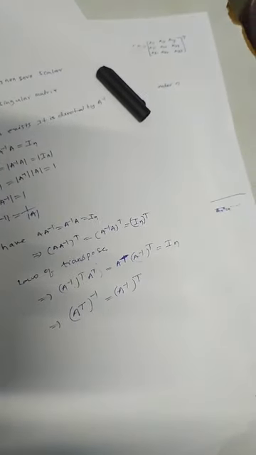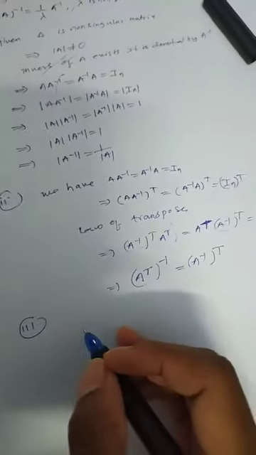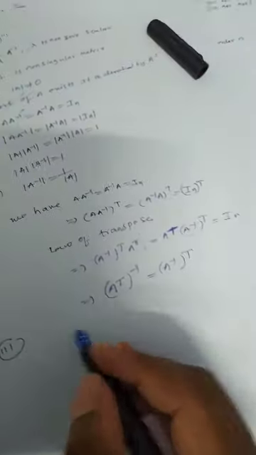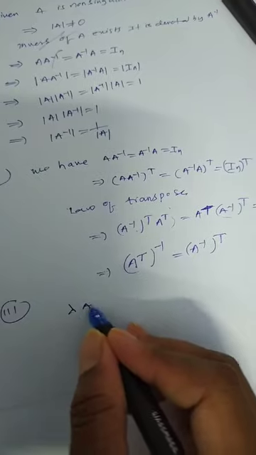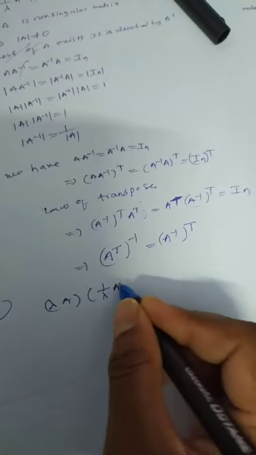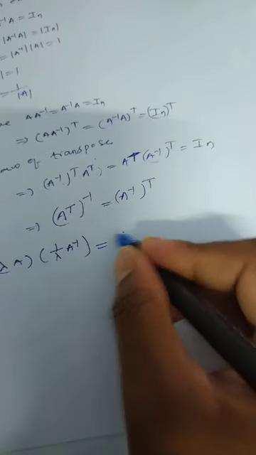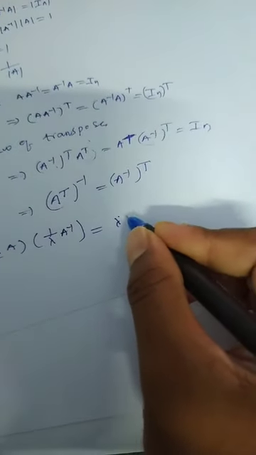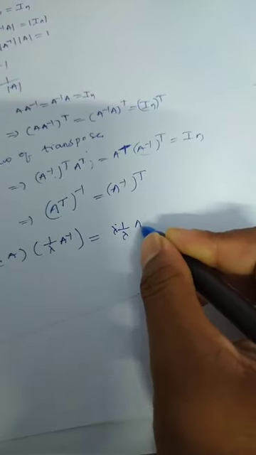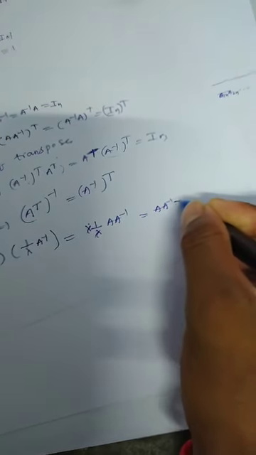Next, the third one. Let me prove the third one. To prove this third one, I am multiplying lambda A into 1 by lambda into A inverse. What you will get? Lambda and 1 by lambda are scalars, so you will get lambda into 1 by lambda into A into A inverse. Lambda cancel, so A into A inverse, that equals the identity matrix IN.